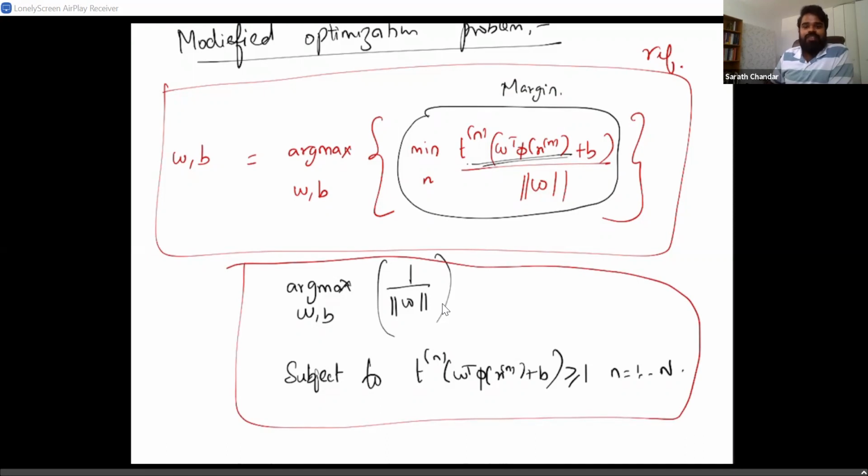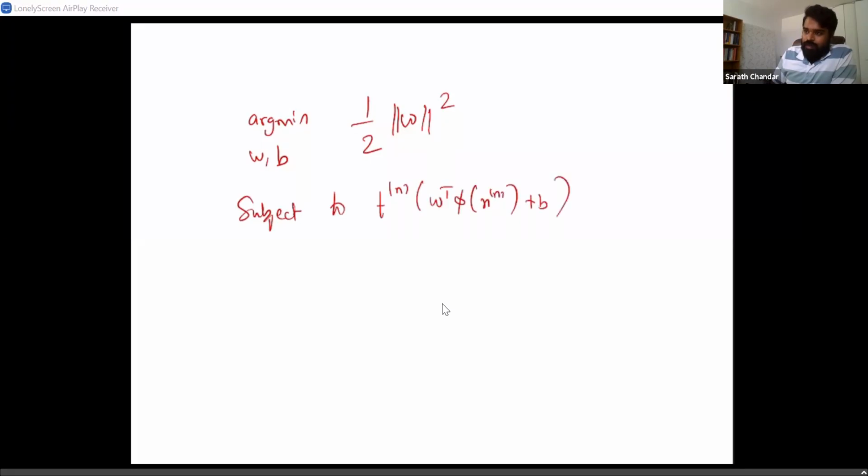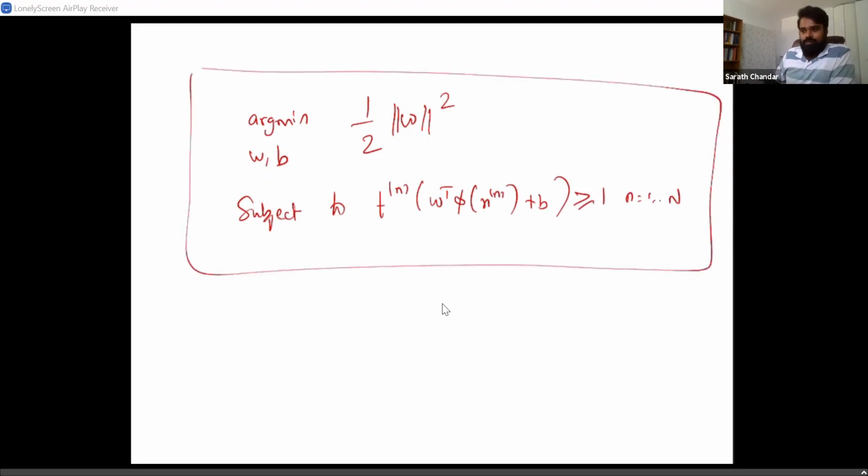Now instead of having this as an argmax, I could also write it as an argmin. All I have to do is argmin over W comma B. Instead of 1 over W, I'm going to use 1/2 W squared. This looks very much like the L2 regularization that we have, so that's why we are just reformulating it. Subject to t_n (W transpose phi of x_n plus B) greater than or equal to 1 for n equal to 1 to N. This is my modified optimization problem.